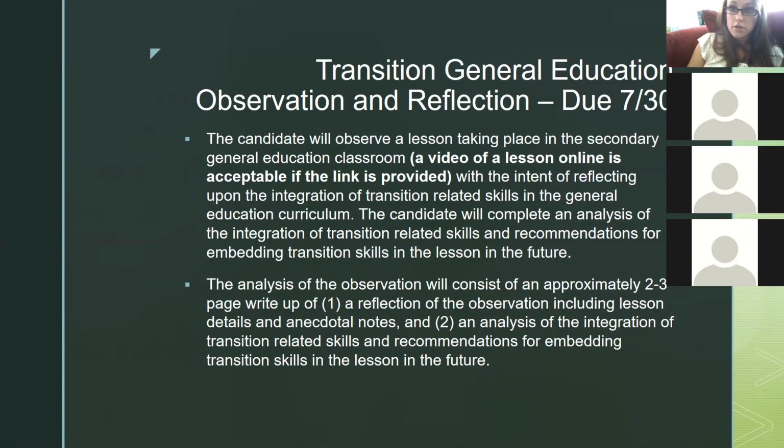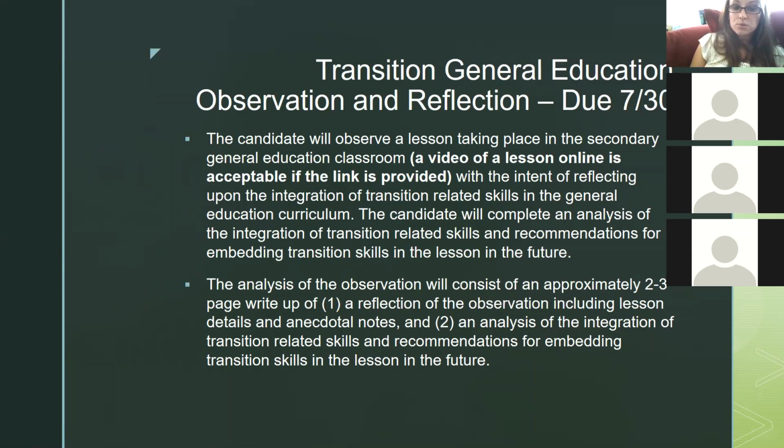Finally, due on the 30th, so this is the week before the final week of this course. It'll be July 30th. This is the transition, general education, observation, and reflection. So this is the third one of the 3 that requires live humans. But this one you don't have to work specifically with a student. You're just doing an observation.